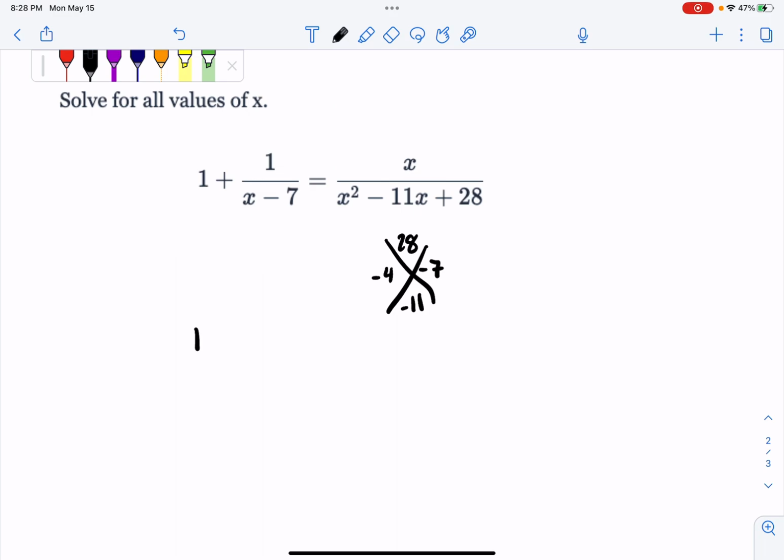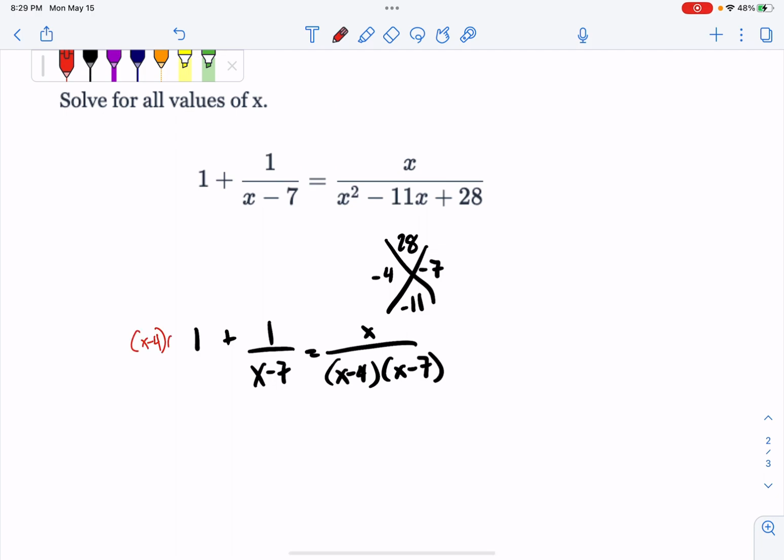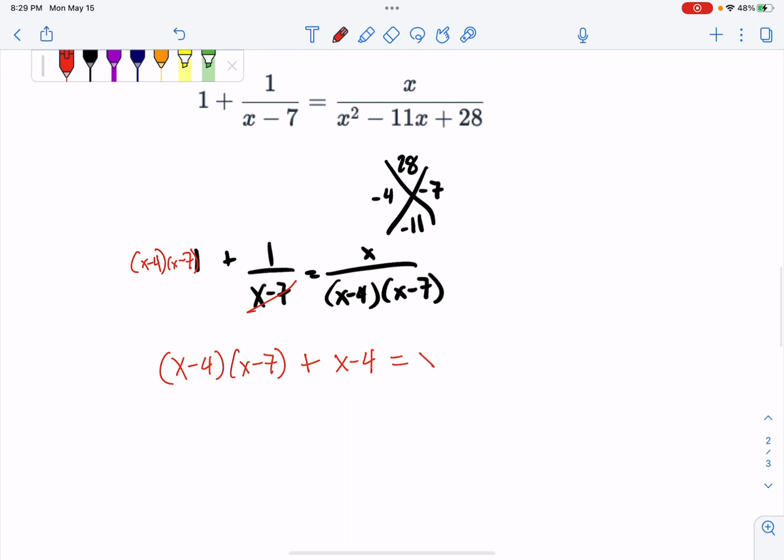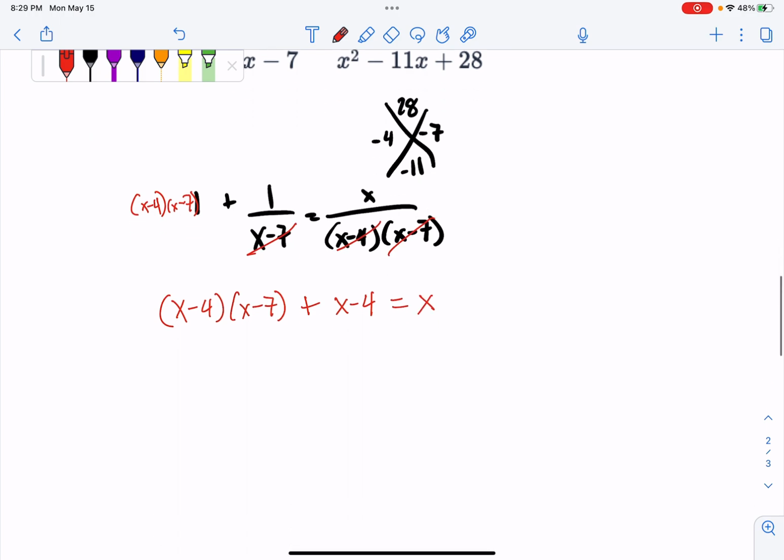So now we have 1 plus 1 over x minus 7 equals x over x minus 4 times x minus 7. Okay, so we can see that we need an x minus 4 and an x minus 7. So we're going to multiply by x minus 4 and x minus 7 across the whole thing. That's going to leave us with x minus 4 times x minus 7 from my first term plus x minus 4 from my second term, because that denominator is going to cancel out. And that's all going to equal just x, because both these denominators cancel out.